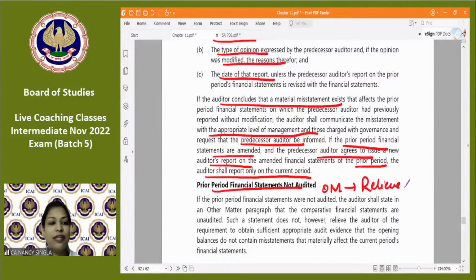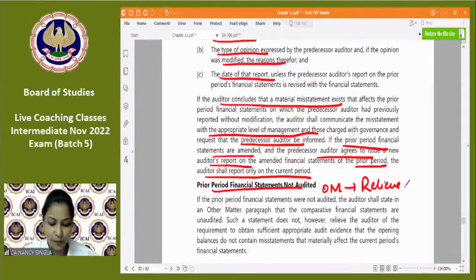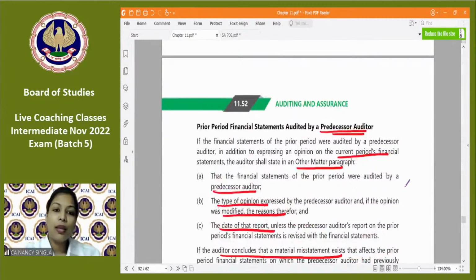So with this we have covered SA 710 and in fact all the essays of chapter number 11 and the entire chapter 11. Before I forget, students, I am giving you a homework. We will now meet for chapter number 12. In that session, I'll ask you a question.